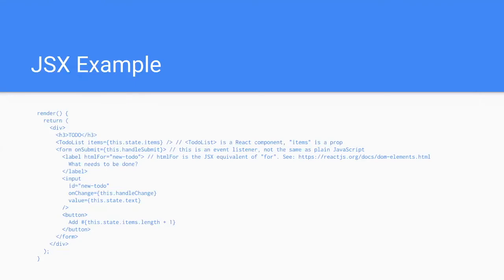Again, the rest of it looks like normal HTML, except I can use those curly braces to pass in different variables. So on the onChange on our input, I pass in a method that will get called every time that input gets changed. So pretty nice the way that that works.